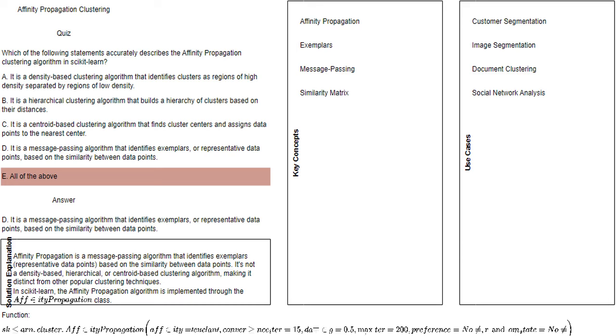False. This describes hierarchical clustering algorithms like agglomerative clustering or divisive clustering. Affinity propagation works through message passing, not hierarchical relationships. Hierarchical clustering, organizing a set of documents into a hierarchical structure based on their similarity. Documents with similar content would be grouped together at lower levels of the hierarchy.